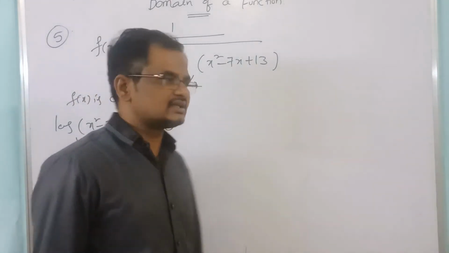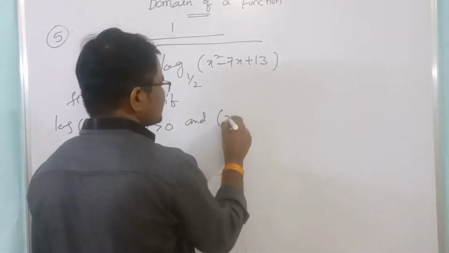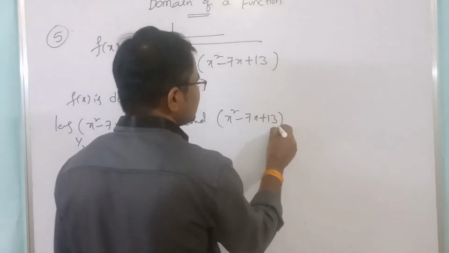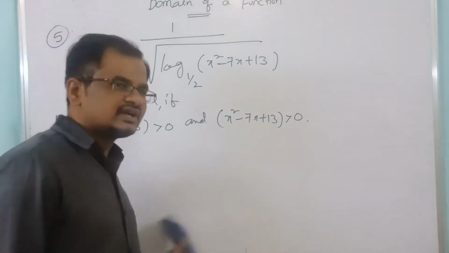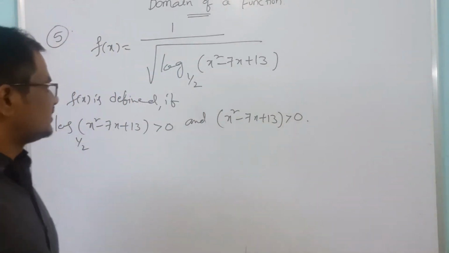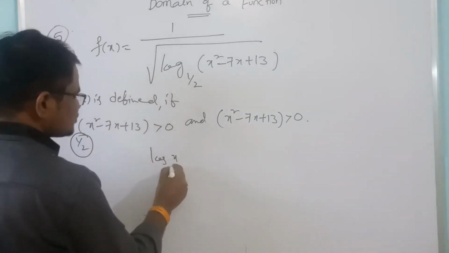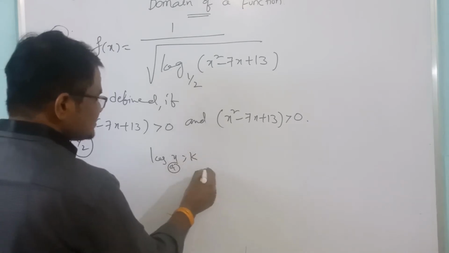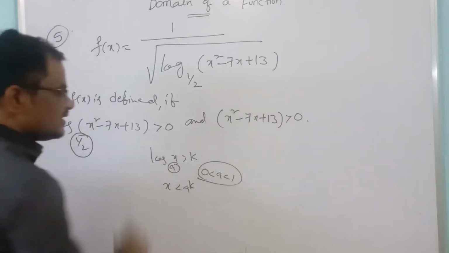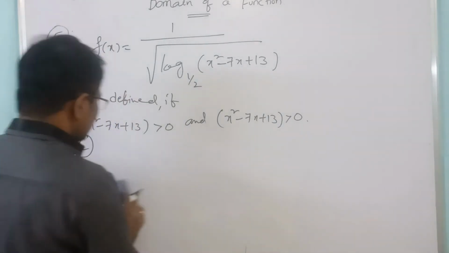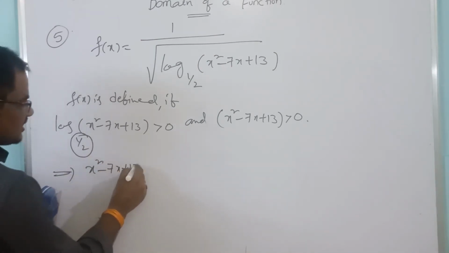First one is it is greater than 0. And the second one, log of f of x means x square minus 7x plus 13 should be greater than 0. The common values of the two is the required domain. For that, we simplify: log x to the base a greater than k. Here a is between 0 and 1, means x is less than a power k whenever a is between 0 and 1. Now from that condition, we can write x square minus 7x plus 13.